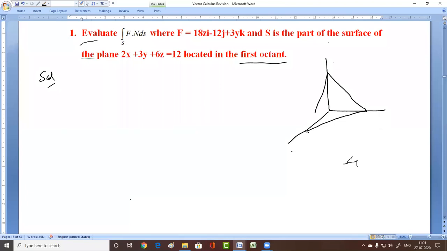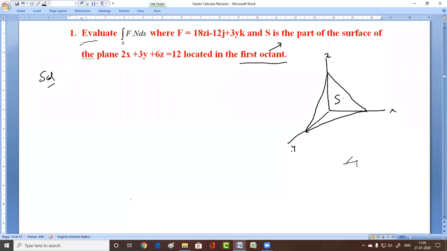X-axis, y-axis, and z-axis. Now, if the surface is in the first octant inside these 3 planes, you must project on the xy plane only. Now, first we will find the unit normal to the surface. What is the surface here? Here our surface is a plane.